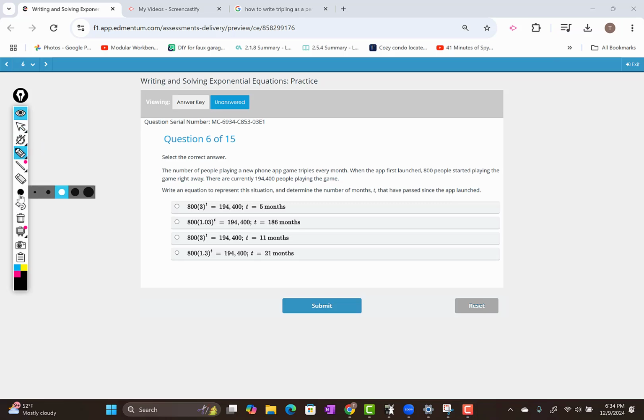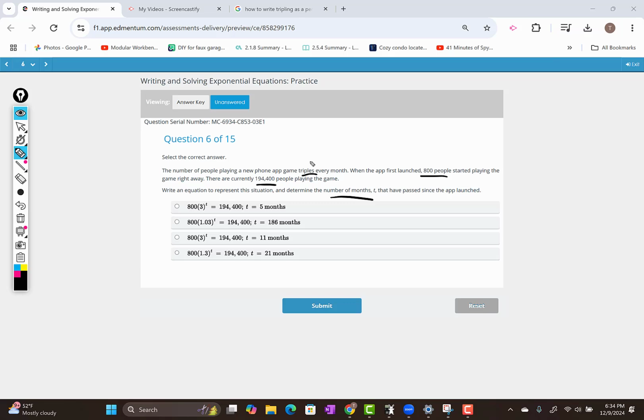Number of people playing a new phone app game triples every month. When the app first launched, 800 people started playing the game right away. There are currently 194,400 people playing the game. Write an equation to represent the situation and determine the number of months T that have passed since the app launched.